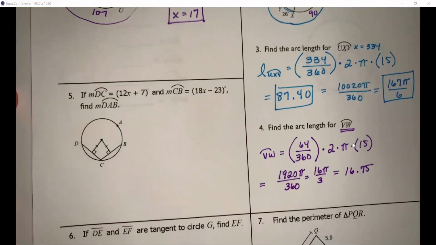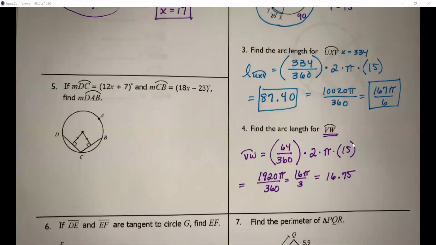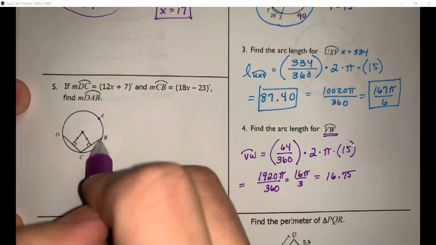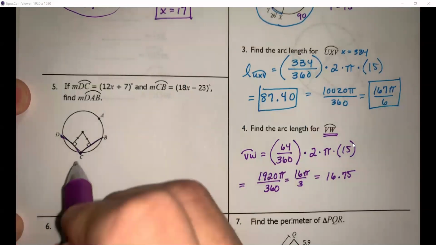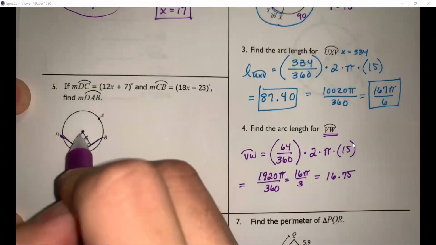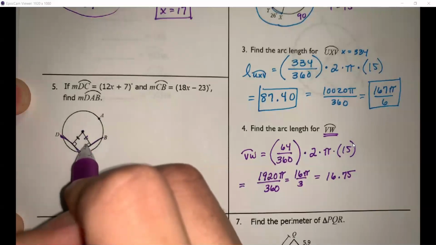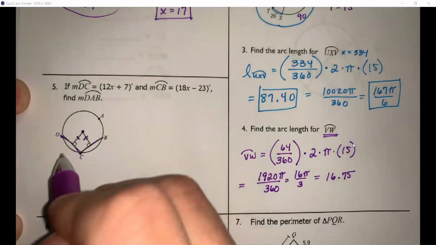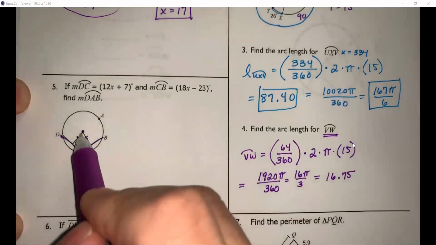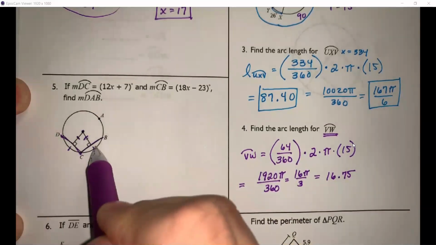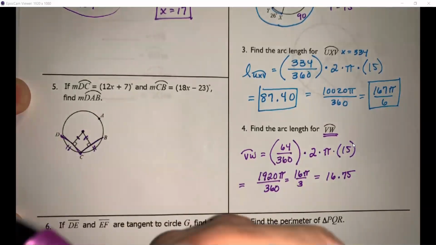So moving along, if I go to number 5, one thing that stands out to me is that I have 2 chords here. These little tick marks are indicating that the perpendicular distance between the center and those chords is the same. So you just have to recognize that if that distance is the same, then the chords are the same, and their corresponding arcs are also the same. Make sure you keep that in mind.